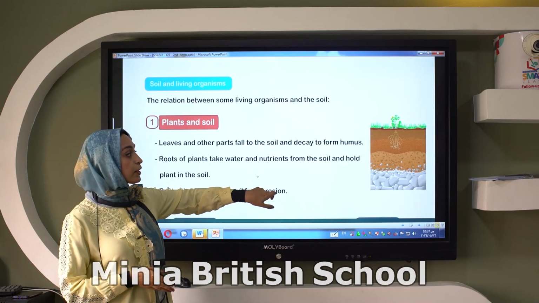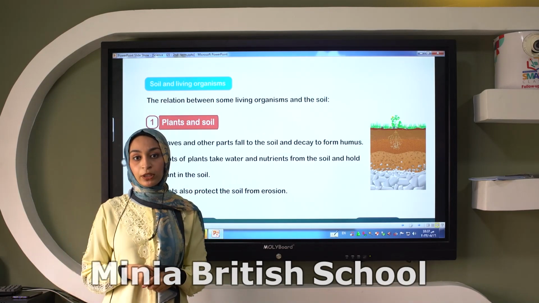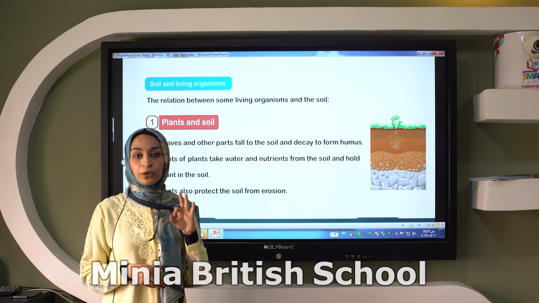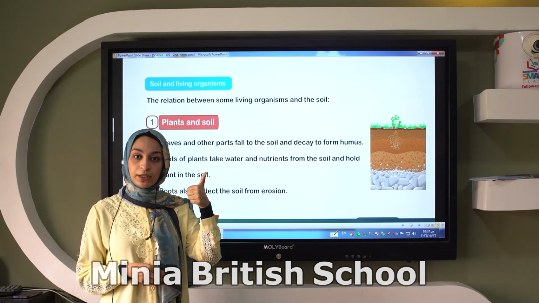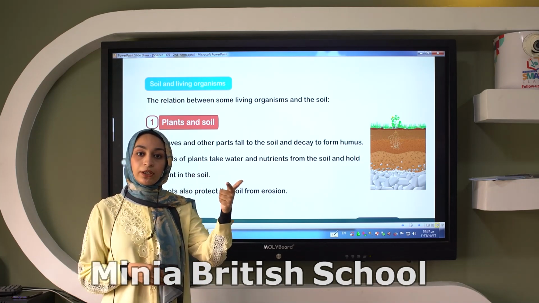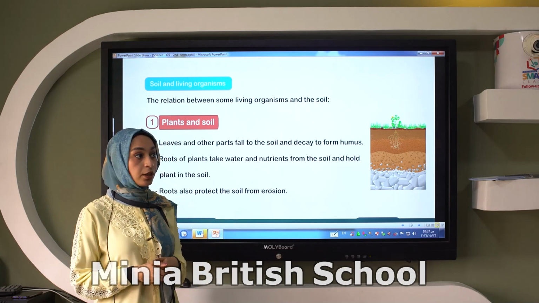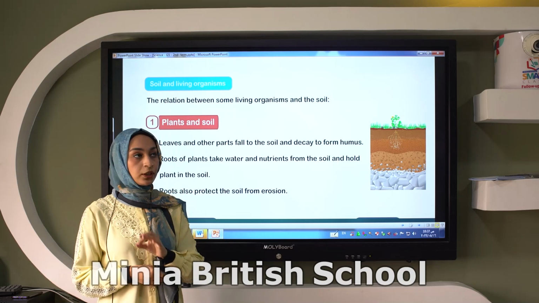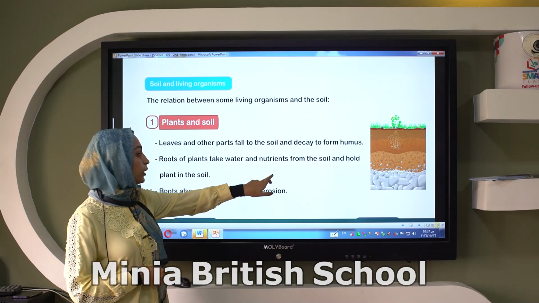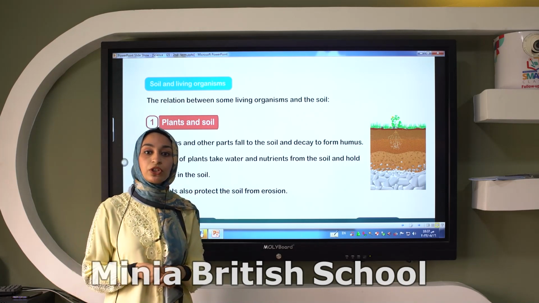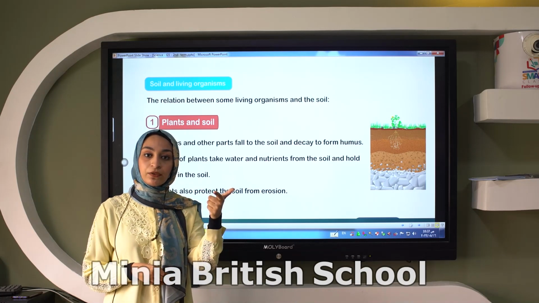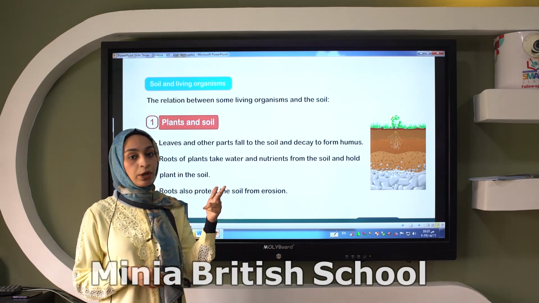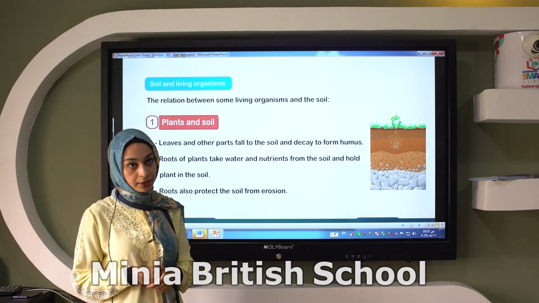The last part in this lesson talks about the layers of the soil. The soil is composed of 3 layers: top soil layers, lower soil layers, and rocky soil layers. But in this lesson, we will talk about only the top soil layers. The top soil layers, as we know, contain roots of plants, leaves, some living organisms like earthworms, and also some insects and ants.